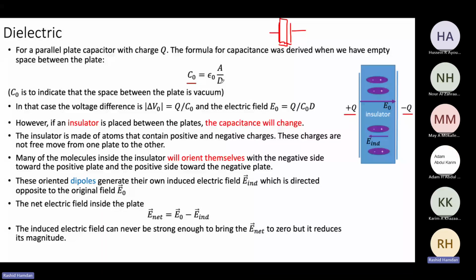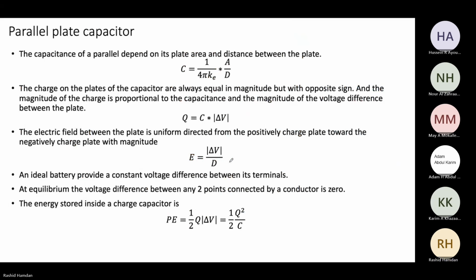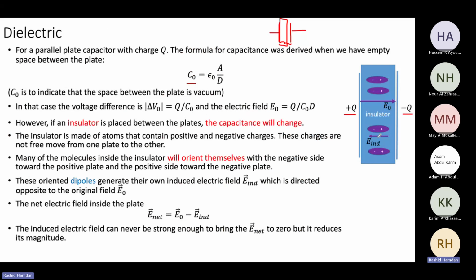The voltage difference is Q over C0, and the electric field is Q over C0 D, because the electric field, as we said, is delta V over D. But even though this material is an insulator, it is still made of charge. The material is made of atoms and molecules, and the atoms and molecules have positive charges and negative charges. So the positive charges are going to feel a force toward the negative plate, and the negative charges are going to feel a force toward the positive plate.